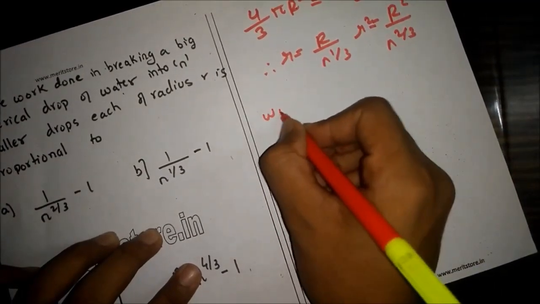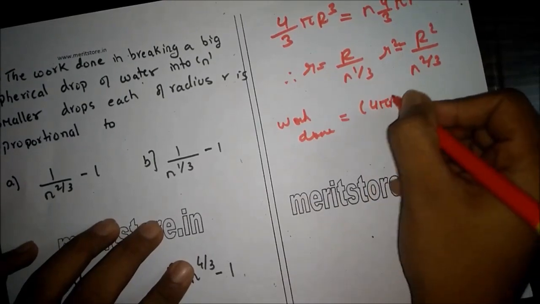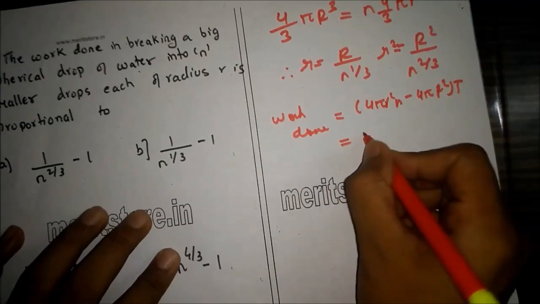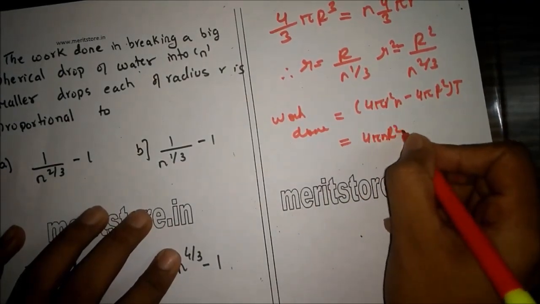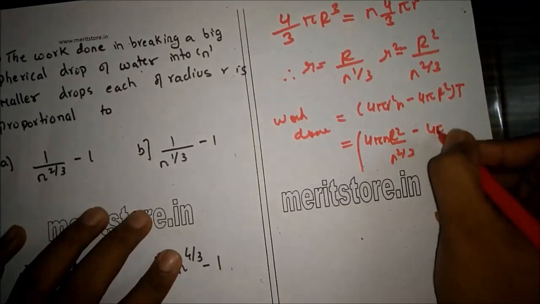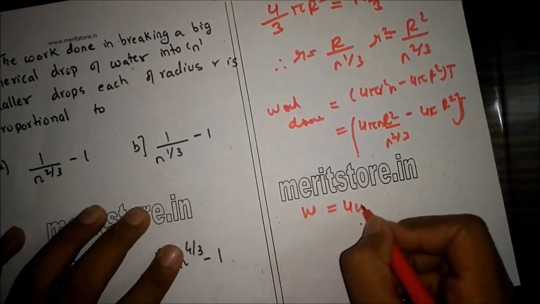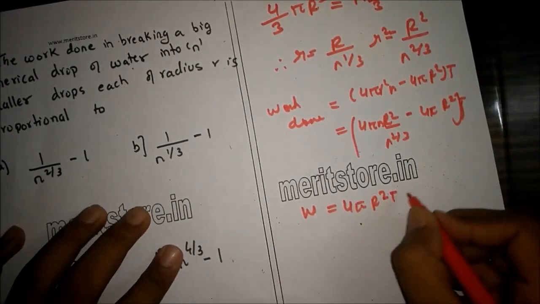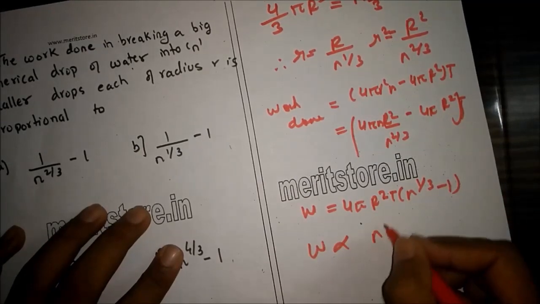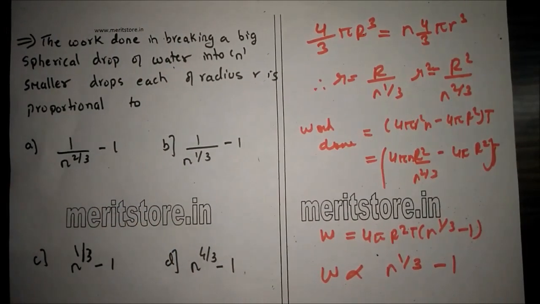Now, the work done will be given by 4 pi r square n minus 4 pi capital R square into T, which is 4 pi n capital R square upon n raised to 2 by 3 minus 4 pi capital R square into T. Therefore, the work done W is equal to 4 pi capital R square T into n raised to 1 by 3 minus 1. Therefore, the work done is proportional to n raised to 1 by 3 minus 1. Therefore, here the correct answer will be option C.